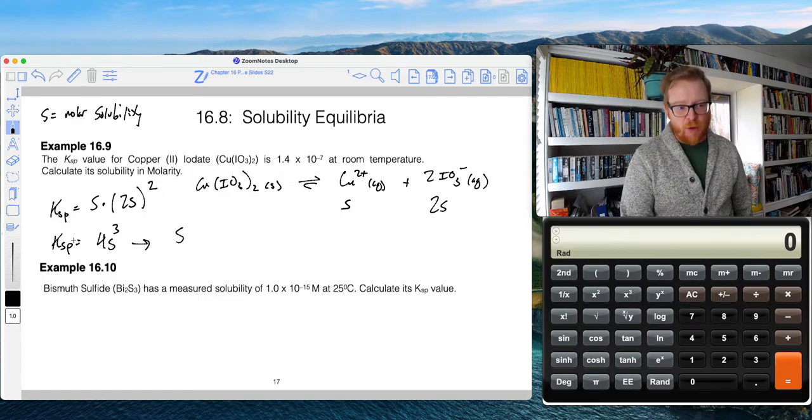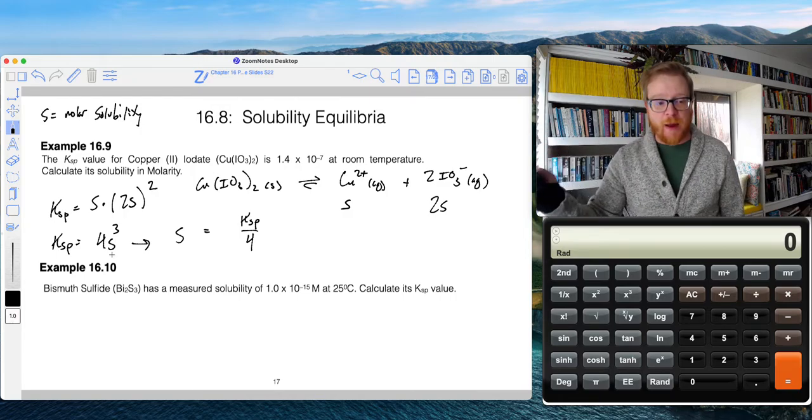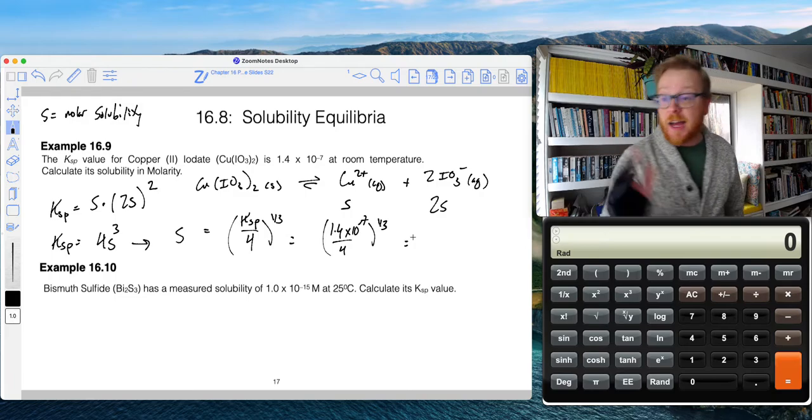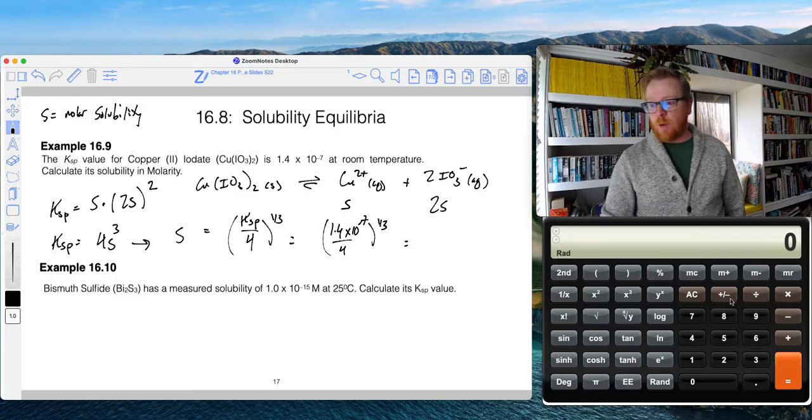So I'm going to divide both sides by 4. Okay, so that would be KSP divided by 4. And then now because S is taken to the third power, I want to take both sides to the 1/3 power. So that will leave me with just S, and now this becomes to the 1/3. And so now my KSP is going to be 1.4 times 10 minus 7 all over 4, and now to the 1/3 power. And that will, as you can see, quite simply give me my molar solubility.